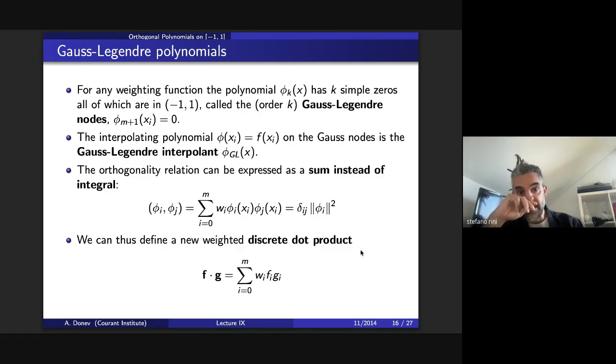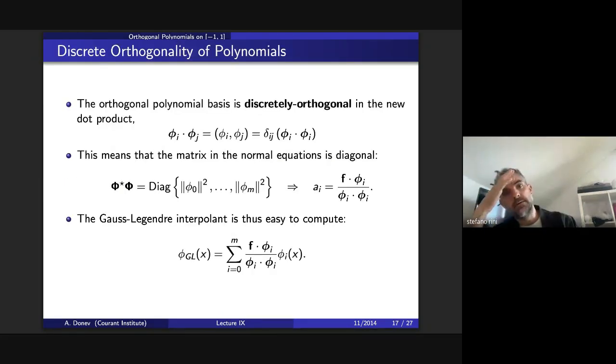And through the orthogonality relationship, you can express this as a sum instead of an integral. So we are skipping the integral. And so the inner product between phi i and phi j is equal to delta ij times the norm of phi i squared. And so we have a weighted discrete dot product that says that the inner product of function f and function g is equal to the summation of the omega i's times f_i times g_i. Okay, so f_i is the function evaluated at the point i. Very good.